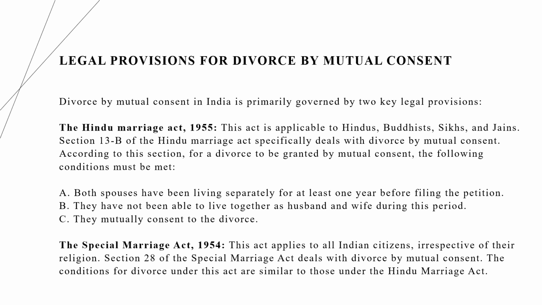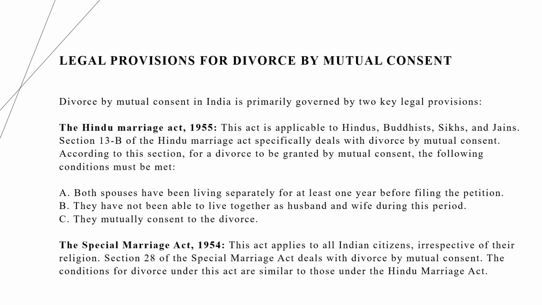Firstly, both spouses must have lived separately for a minimum of 1 year preceding the petition. Secondly, during this period, they should not have cohabited as husband and wife. Lastly, mutual consent to the divorce is essential. The Special Marriage Act 1954 applies to all Indian citizens regardless of their religion. Section 28 of this act addresses divorce by mutual consent. The conditions for divorce under this act are akin to those under the Hindu Marriage Act, requiring the parties to have lived apart for a year, not cohabited during that time, and mutually consented to divorce.